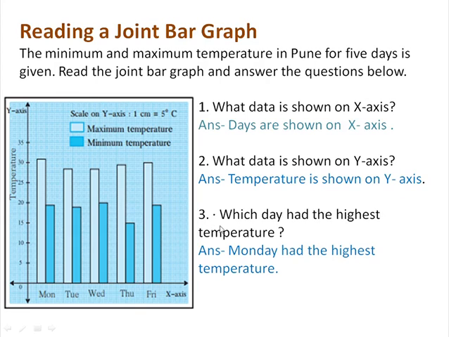Then third question, which day had the highest temperature? Now look at the bar of maximum temperature. Which bar is the bigger one? Here the bar of Monday is bigger one. Hence we will say Monday had the highest temperature. Whereas if you look at the maximum temperature of Tuesday, Wednesday, Thursday and Friday, they are smaller than the bar of Monday. Hence we will say that Monday had the highest temperature.